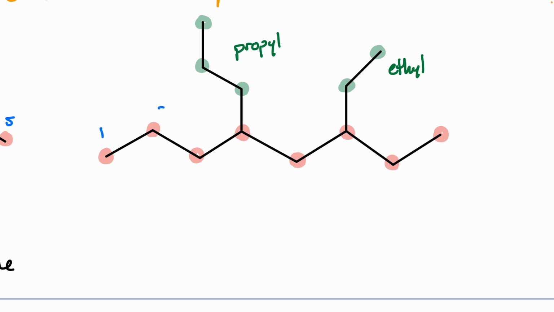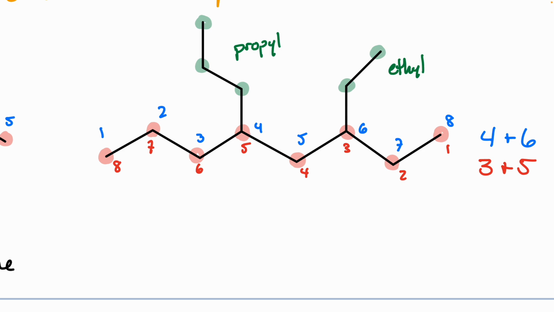I'm going to number 1, 2, 3, 4, 5, 6, 7, 8. So my blue numbering scheme would put a 4 and a 6 in my name. If I go the other way, 1, 2, 3, 4, 5, 6, 7, 8. That would put a 3 and a 5. So which one am I going to go with? Red. I want the lowest number in my name.